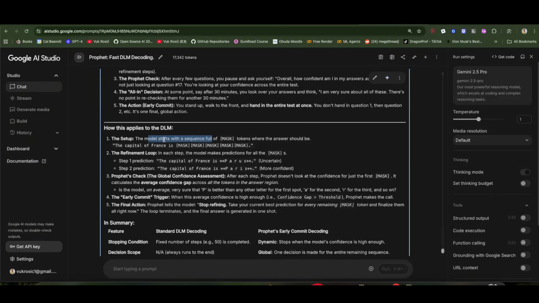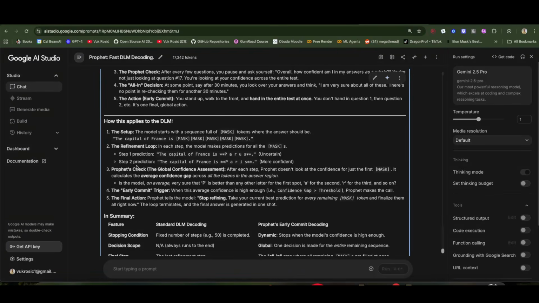The setup: the model starts with a sequence full of mask tokens where the answer should be. The capital of France is, and then 5 mask tokens. The refinement loop: in each step, the model makes predictions for all the masks. Step 1, prediction, let's say PARUS, and then in step 2 it makes here I, so this is more confident, and here it would be uncertain, here it would be more confident in step 2. In step 2 it's Paris.